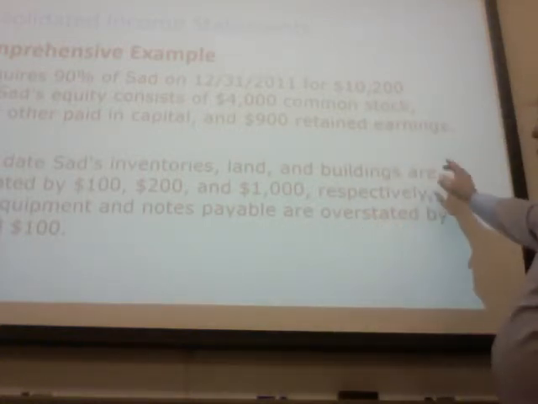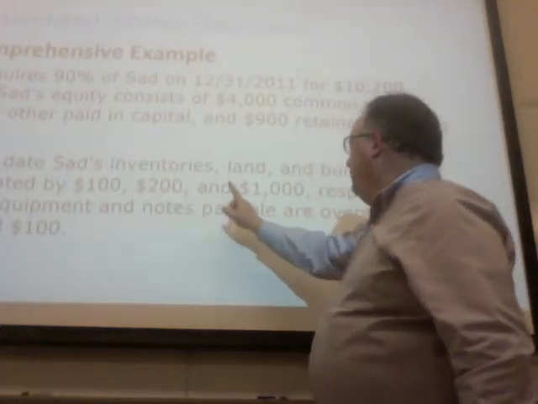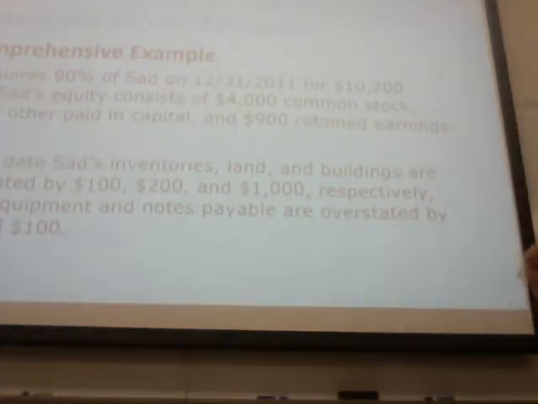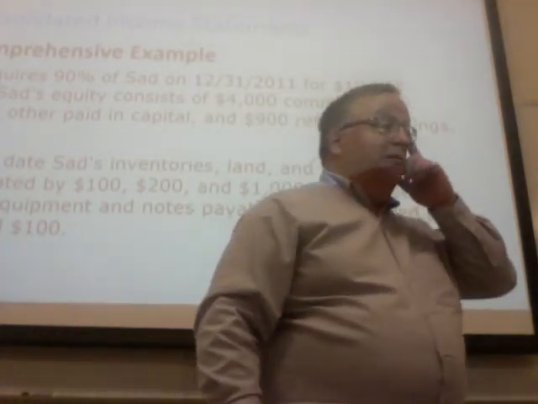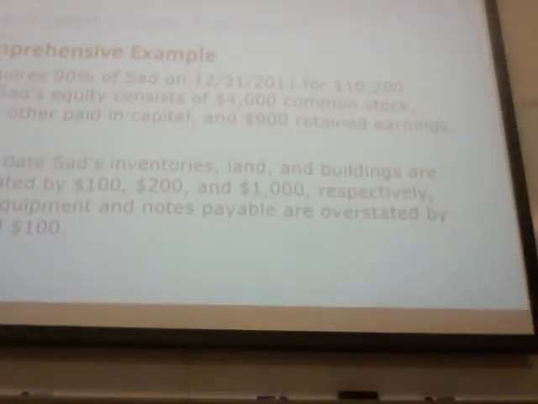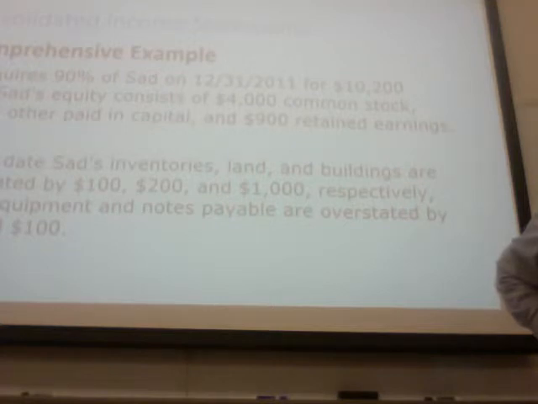On that date, SAD's inventories, land, and buildings are understated by 100 for inventories, 200 for land, and 1,000 for buildings, respectively. Its equipment and notes payable are overstated by 300 and 100. And I think we have some goodwill here too. I can just back up a second. How do notes payable get overstated or understated? Because we're going to adjust them to fair value based on their interest rate. And if at their issue date the interest rate was over market, then they're overvalued. We're going to mark them down.